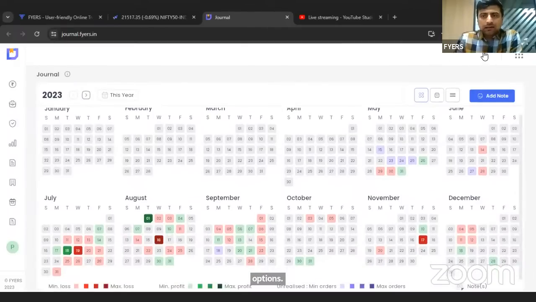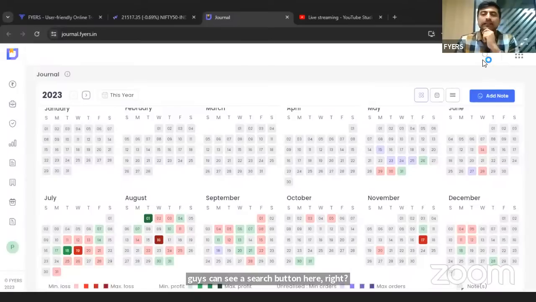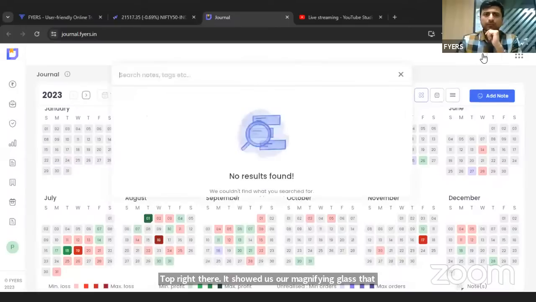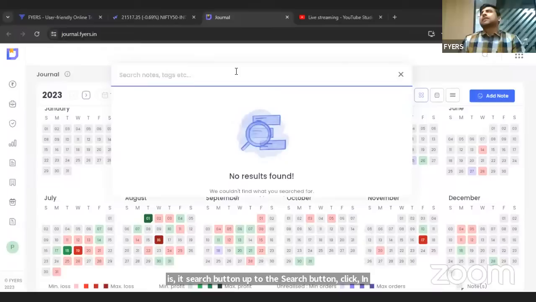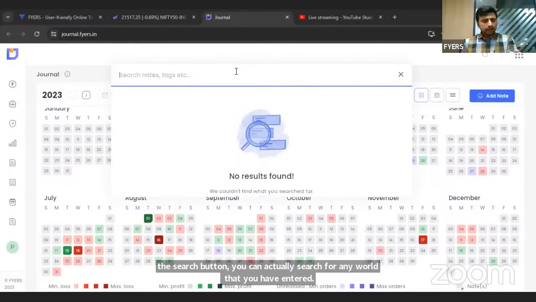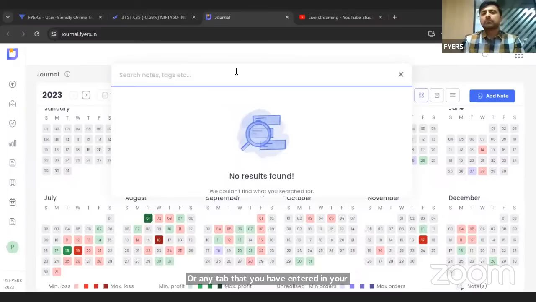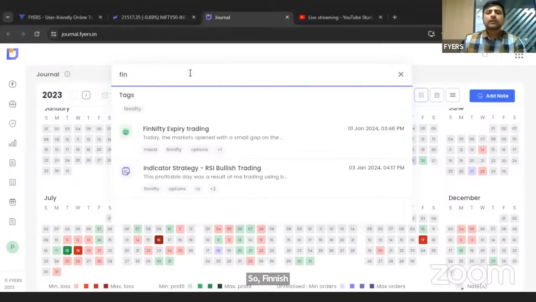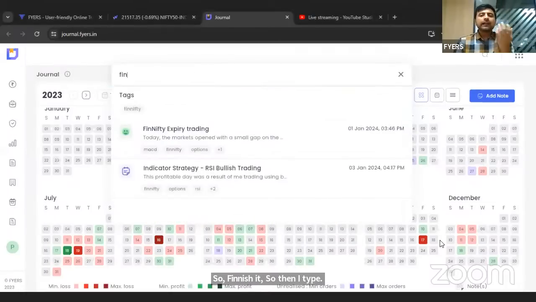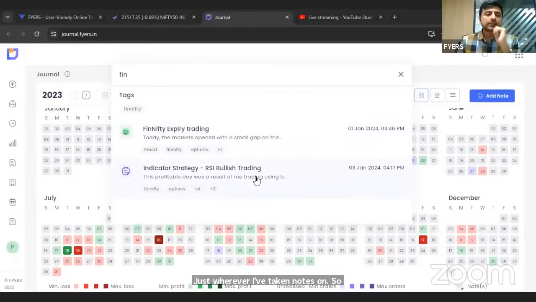I hope you guys can see a search button here, right? Top right पे एक छोटा सा magnifying glass, that is एक search button आपको दिखाई देगा. Search button पे click कीजिए, and in the search button you can actually search for any word that you have entered or any tag that you have entered in your journal. For example, in front of you I took a fin nifty note, right? So मैं fin nifty यहाँ पे type करूंगा. So when I type fin nifty, जो भी trades fin nifty related है, just wherever I've taken notes on fin nifty, so those notes will start reflecting here.